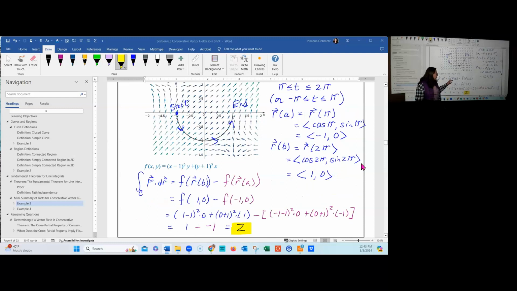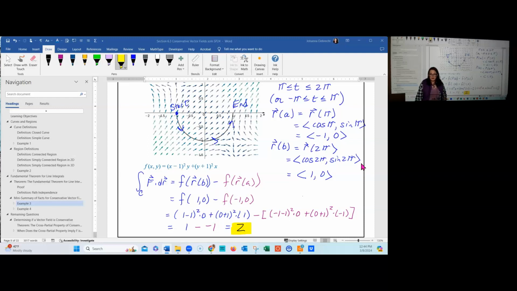If I compute f of r of b, I'm taking f of 1, 0. When I substitute this into my definition for f, which is (x minus 1) quantity squared times y plus (y plus 1) quantity squared times x, I get the value of 1. When I substitute r of a into f, I get the value of -1. And 1 minus -1 gives me 2. The value of the vector line integral is 2.